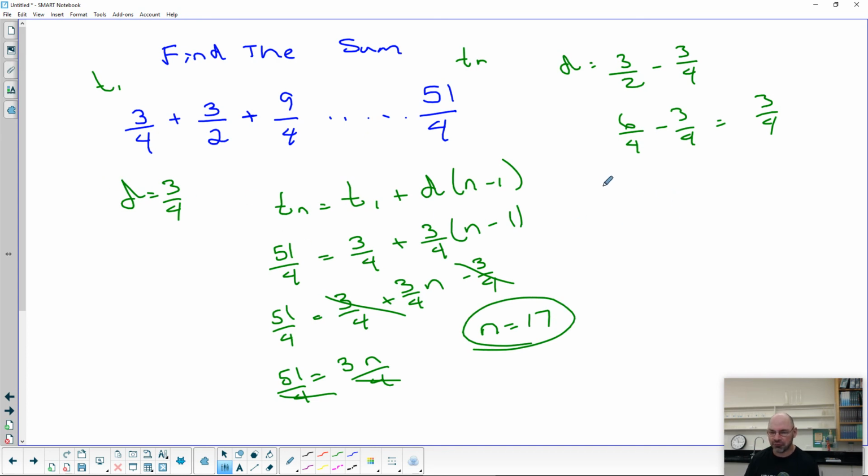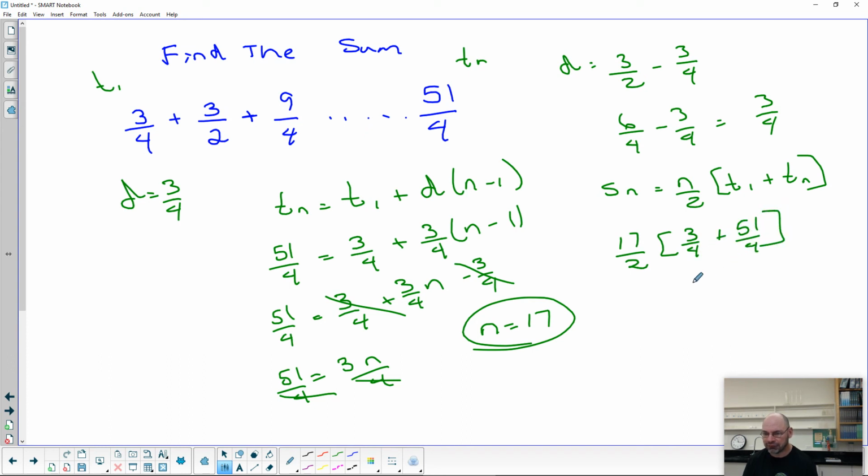Now we can find the sum of the series by using Sn equals n/2 times the first term plus the final term. So we had 17/2 times 3/4 plus 51/4. So this is 54/4. So we have 17/2 times 54/4.